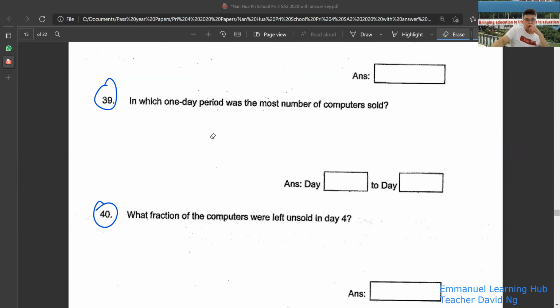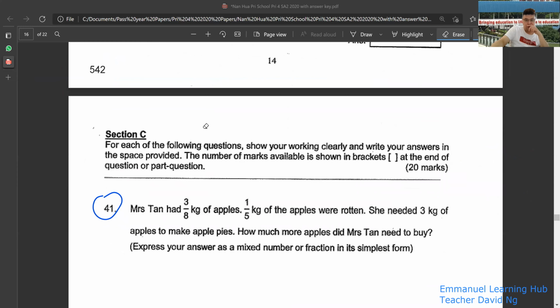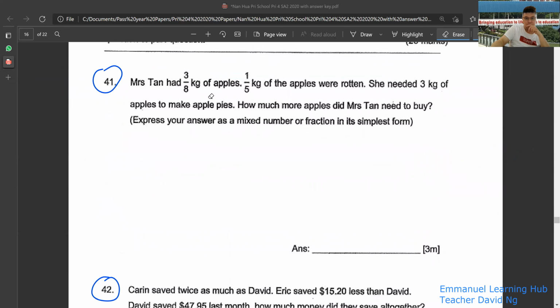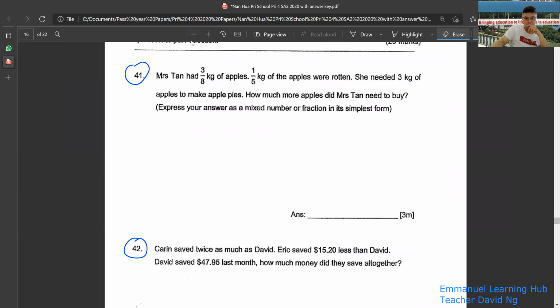Okay, we move on to the next question. 41. Okay, Mrs. Tan had 3/8 kilograms of apples. 1/5 kilogram of the apples are rotten. She needed 3 kilograms of apples to make apple pie. How much more apples did Mrs. Tan need to buy? You know what to do? No. Why don't know?